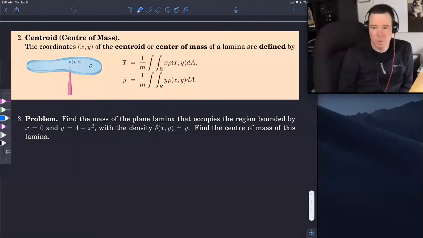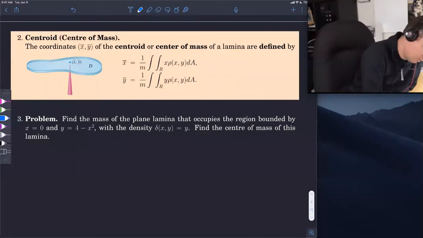So the x coordinate of the center of mass is 1 over the mass, and the mass is that integral we calculated above. So the thing to keep in mind here is that this is the above integral.